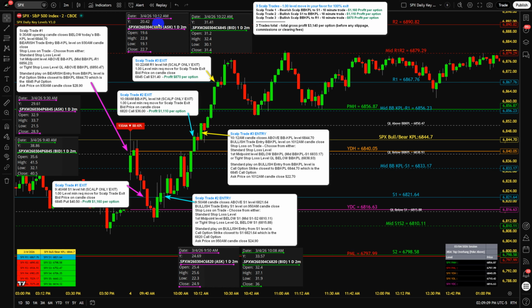And here we have the ask price on this 10:12 a.m. candle close, 22.70. Here at 10:22 a.m., we have scalp trade number 3 exit. So we have a one level move from the center here up to the R1 level. That is a one level move in our favor. We're looking above, since it's a bullish trade from this level. Hit of the R1, one level move in our favor, scalp exit.